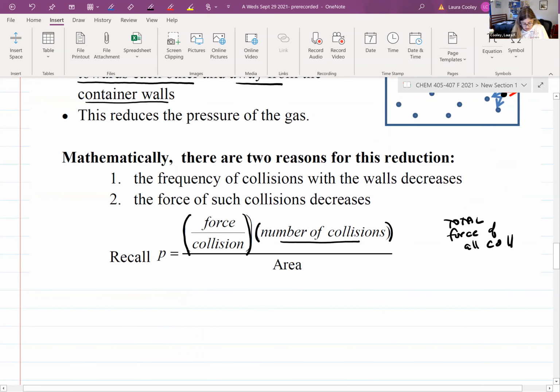What happens when these molecules are prevented or slowed down and they don't hit the wall with the same force is that both things decrease. Both the number of collisions decreases. So at a certain time, the frequency of collisions would decrease due to attractions. And you would also have the force per collision decrease as well, because of these attractions.